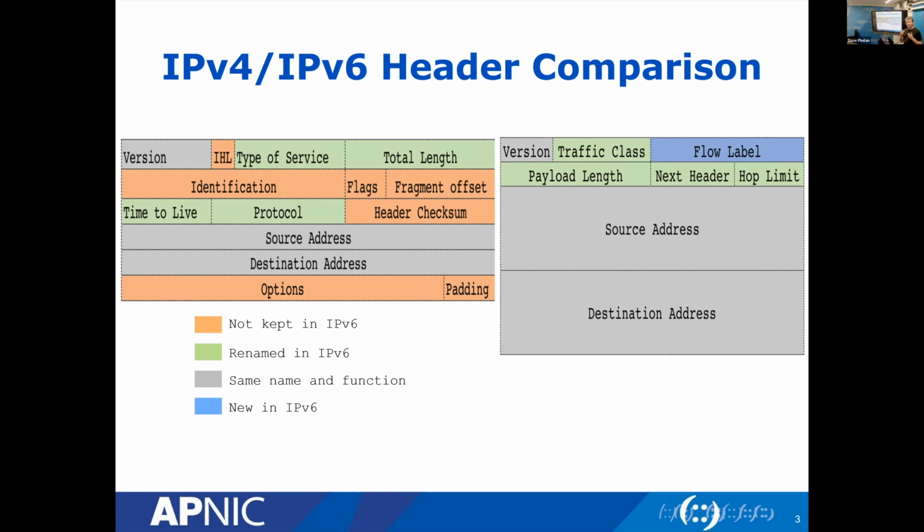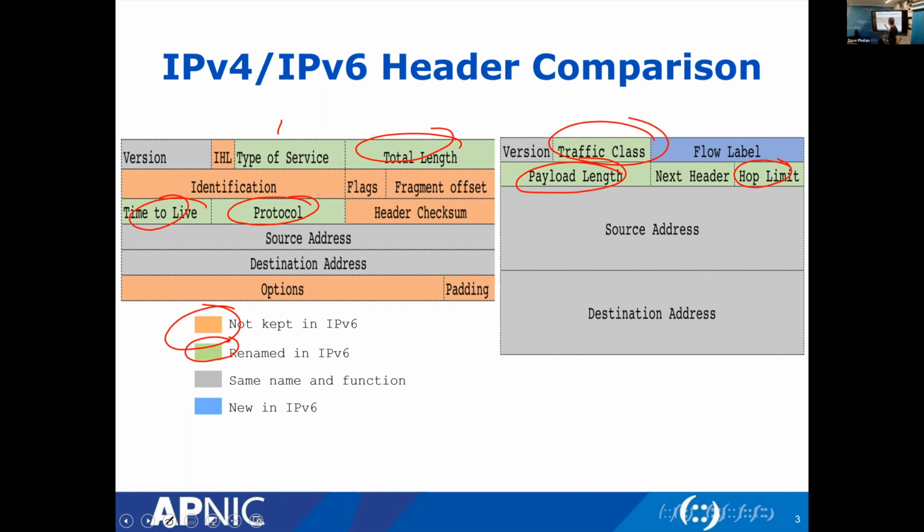So here is our IPv6 and V4 headers. And there's a few things that have changed. Anything that's in orange, we've actually gotten rid of in IPv6. Anything that's in green, we've renamed it. So our type of service is like our traffic class, our total length becomes our payload length, our hop limit is TTL, and our next header was previously just our protocol.